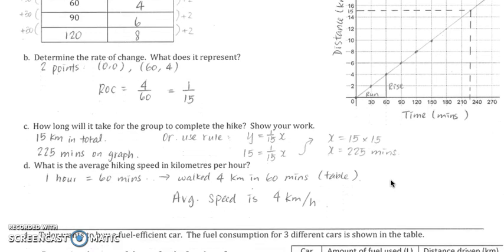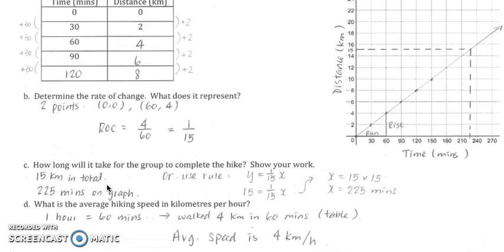D. What is the average hiking speed in kilometers per hour? All right. So 1 hour is the same as 60 minutes. Now let's take a look at what we already know. We have a table, we have a graph, right? So at 60 minutes, the group hiked 4 kilometers. What does that mean? 60 minutes is also the same as 1 hour.